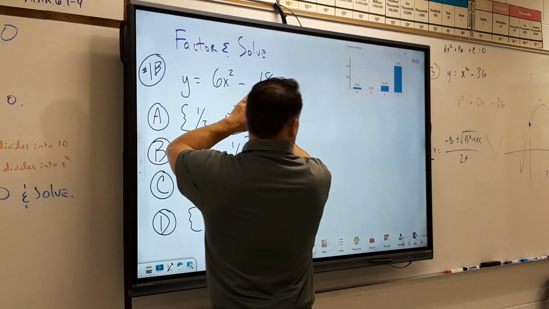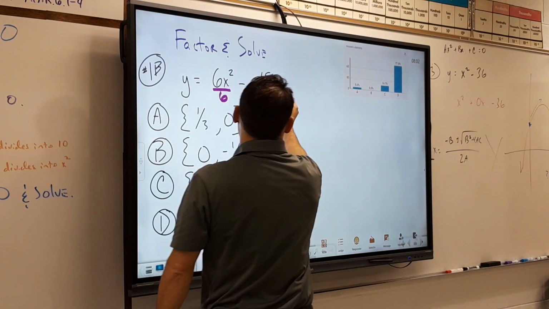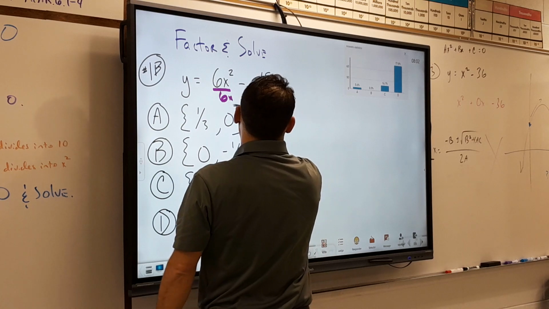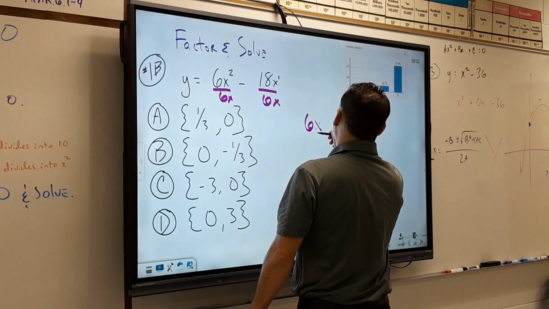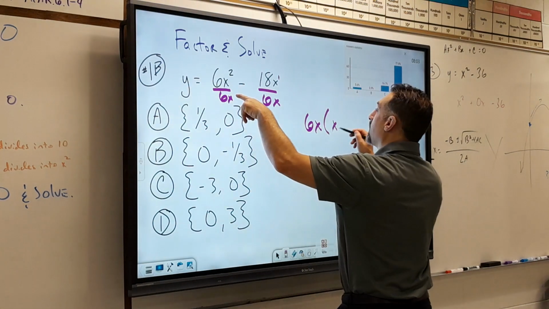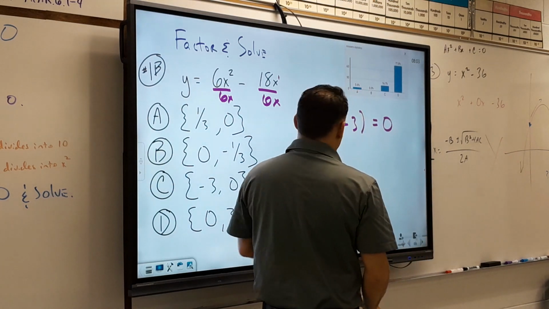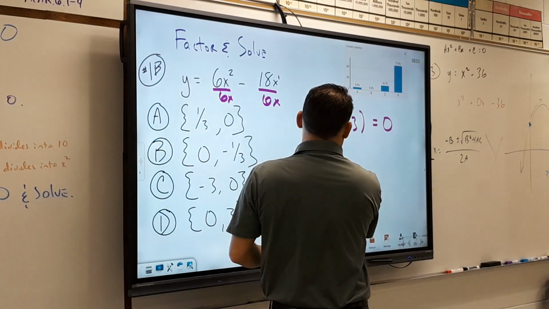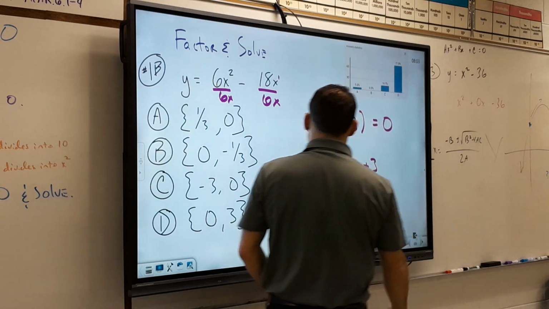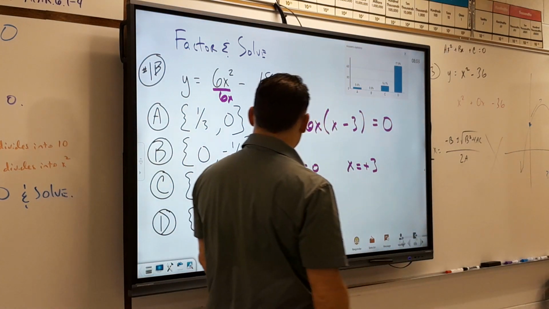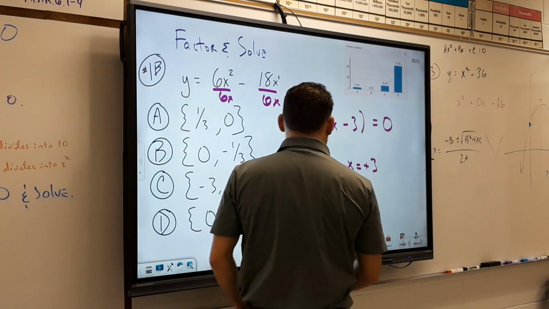6 is the smaller of the two numbers. You can take that 6 out. So take an x out because that's the smaller of the two exponents. So when you take 6x, that leaves us with x minus 3, and this is set equal to 0. This is 0 if x is 0. This one is 0 if x equals positive 3. All right, 78%. We still need to do a little bit better, but that is definitely an improvement.